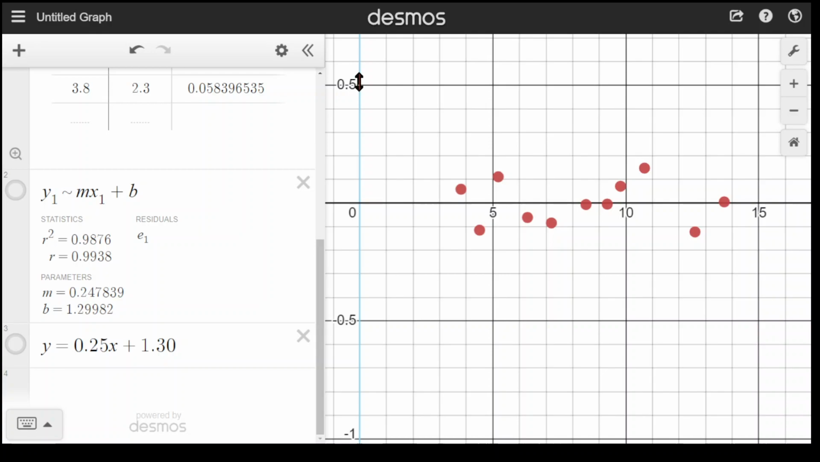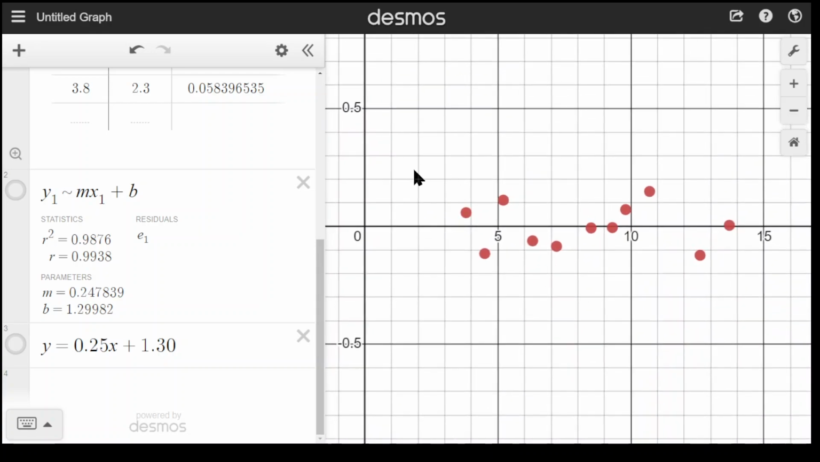One thing to notice with this residual plot is that the biggest number up here is about 1/2 away and 1/2 below. So these are all less than a half. These are very tiny residuals, right? And what's also cool is you can click on these points and see, oh, when x was 3.8, that point had a positive residual of 0.059.